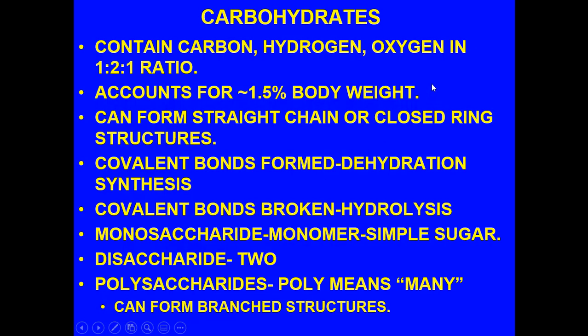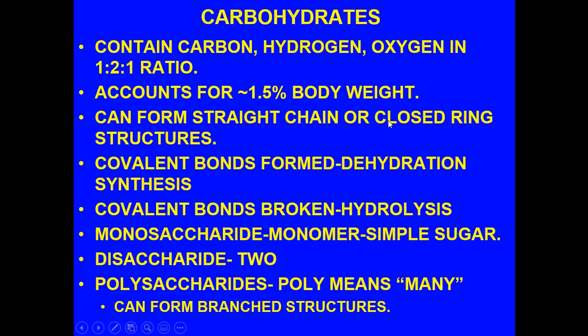Okay, let's start off with carbohydrates. They contain carbon, hydrogen, and oxygen in a 1 to 2 to 1 ratio. So carbon 1, hydrogen 2, oxygen 1. But sometimes it's going to be a multiple of that. So 2 carbons, 4 hydrogens, 2 oxygens. I think you get the point. This accounts for 1.5% or around there of body weight. It can form straight chains or closed ring structures. It's basically held together by covalent bonds, and covalent bonds can be formed by dehydration synthesis. The covalent bonds can be broken by hydrolysis.